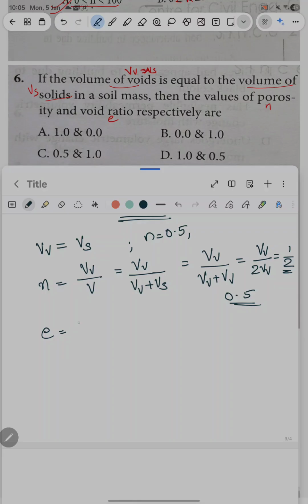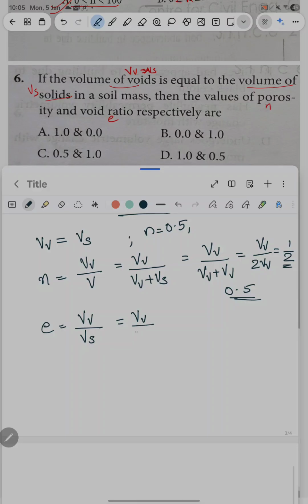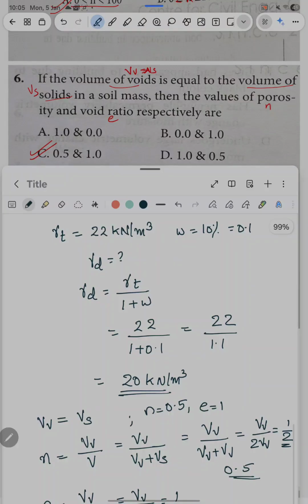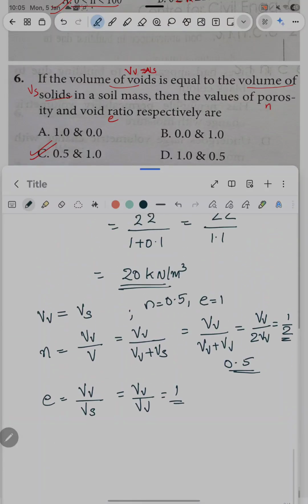Next, E. E is volume of voids to volume of solids. Both are the same, so the value of E is 1. So N and E are 0.5 and 1. Option C is the correct answer. See, this is the sixth question.